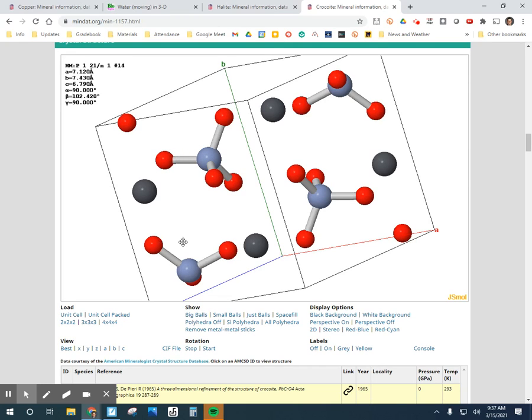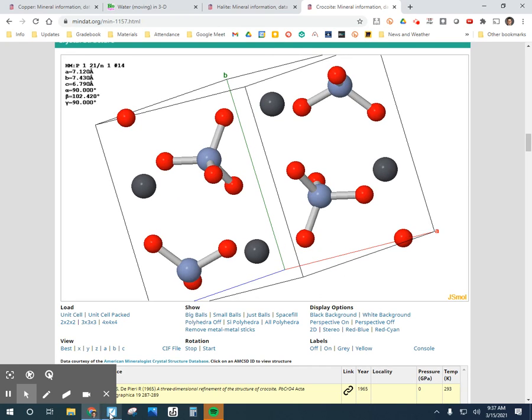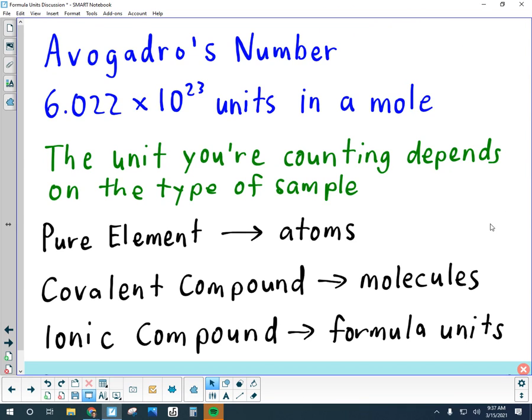So hopefully that helps you understand the difference between what we are actually counting when we use Avogadro's number. For a pure element, we're counting atoms. When we're counting up covalent compounds, we're counting molecules. And when we're dealing with an ionic compound, the most accurate way to state that is that we are counting up formula units, which is literally the grouping of atoms shown in the formula.